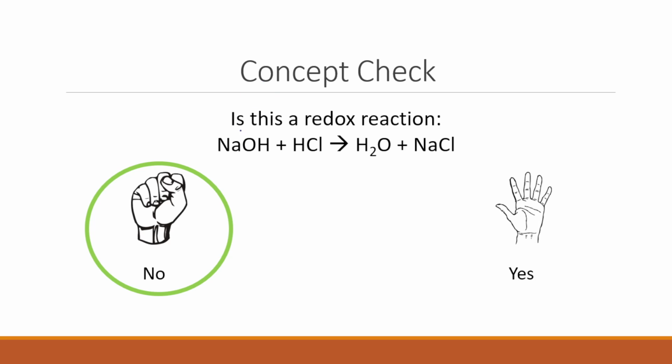The Na is a +1, O minus 2, H +1, Cl minus 1, Na +1, O minus 2, H +1, Cl minus 1. None of these elements, none of these ions have changed their oxidation state. The Na is a +1 on the left, it's a +1 on the right. The O is a -2 on the left, it's a -2 on the right. The H is a +1 on the left, the H's are a +1 on the right. Cl is a -1 on the left and a -1 on the right. There is no change here, so this is not a redox reaction.